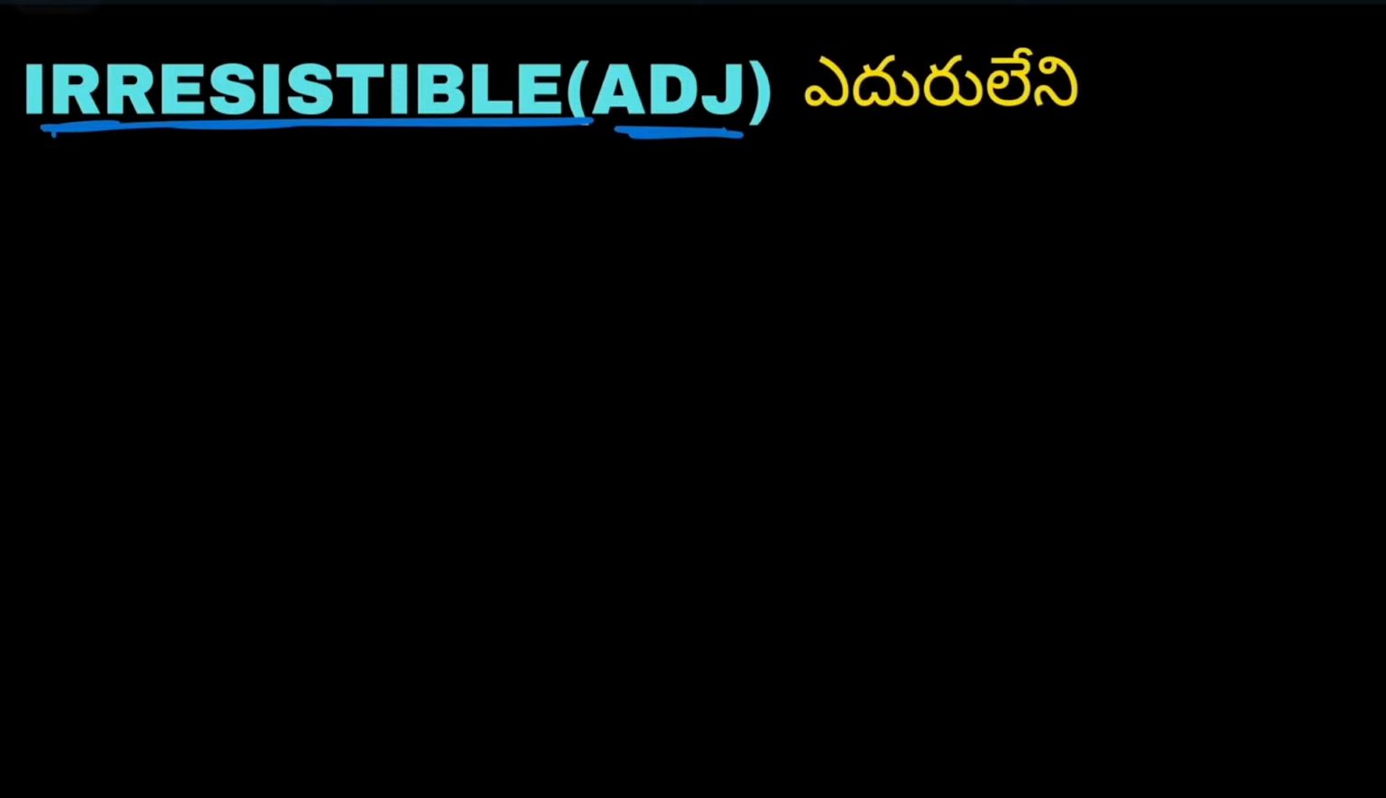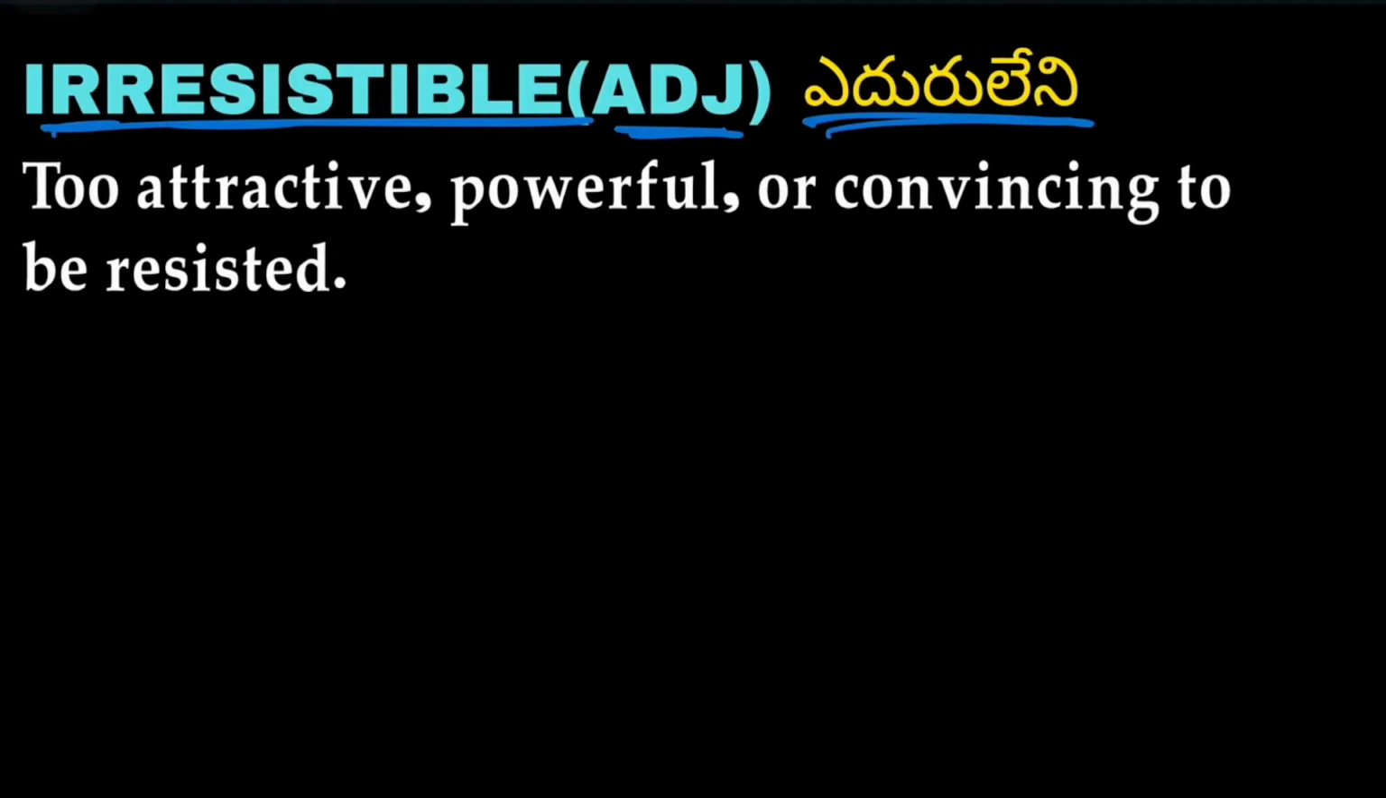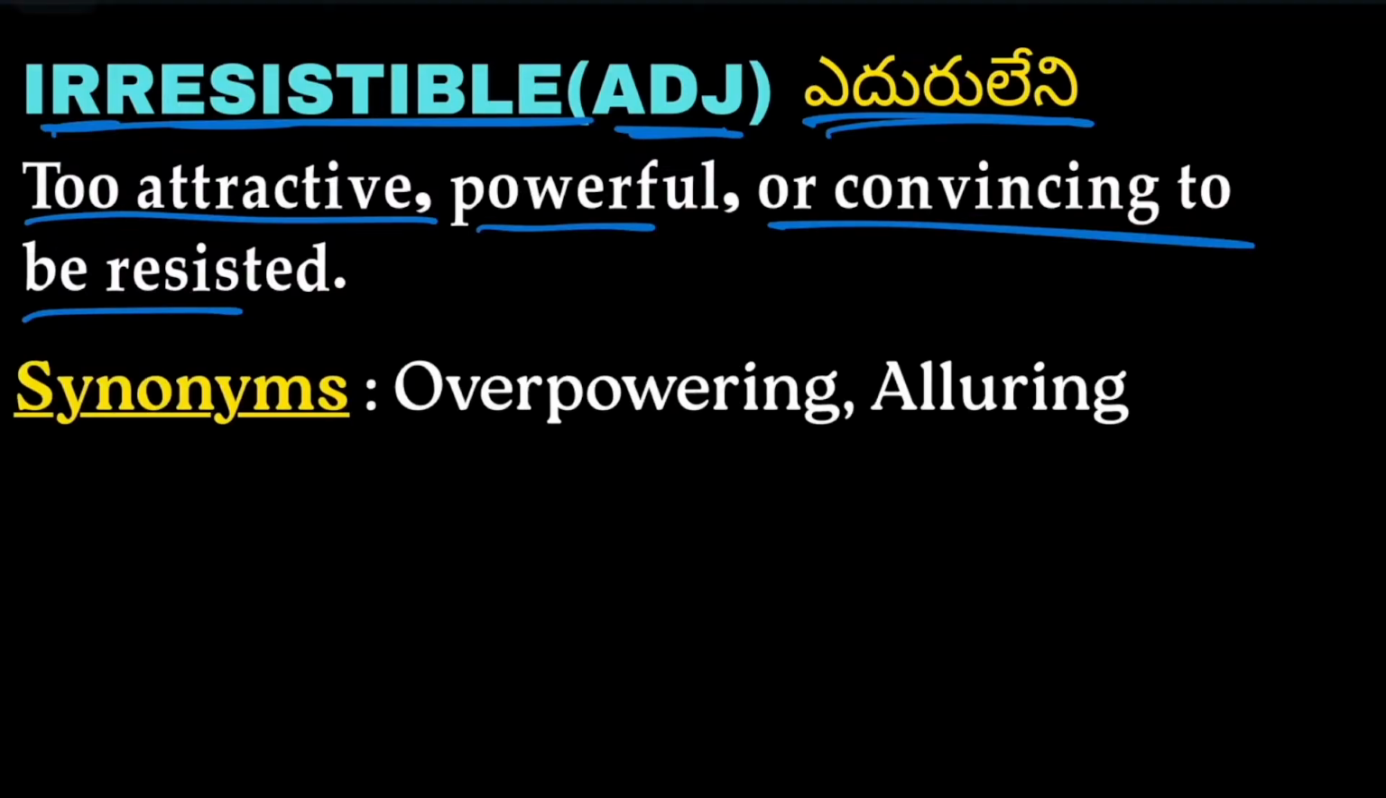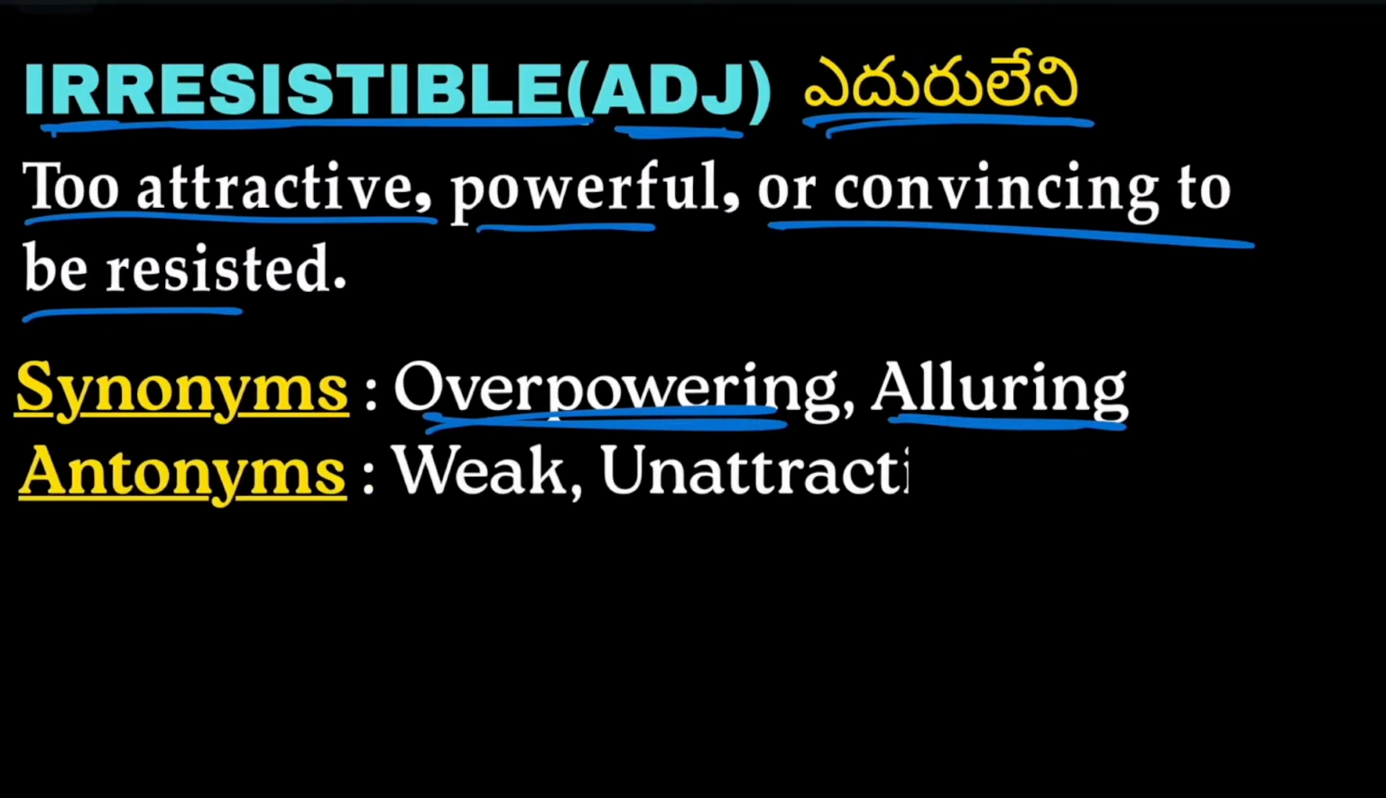The next word we have is irresistible. Irresistible is an adjective and irresistible means eduruleni. Irresistible means eduruleni. Too attractive, powerful or convincing to be resisted is called as irresistible or uncontrollable. Synonyms, overpowering, alluring. Overpowering and alluring are the same meaning as of irresistible. And coming to the opposite word, we have weak and unattractive.